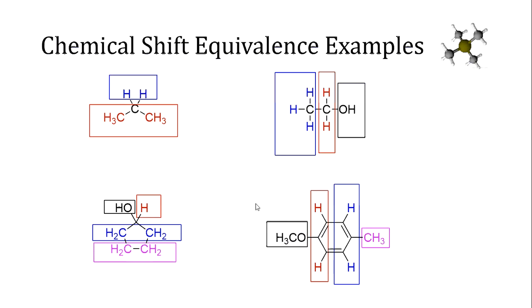You might trick yourself into thinking that all four hydrogen atoms on the aromatic ring are chemically equivalent, or that both hydrogen atoms on the same side of the ring are chemically equivalent. But some of those hydrogen atoms are closer to the ether, and some of them are farther away from the ether functional group. They would not have the same chemical shift because they're in different chemical environments.